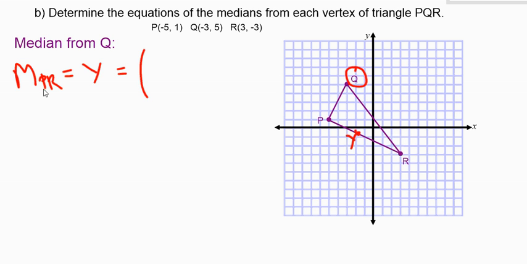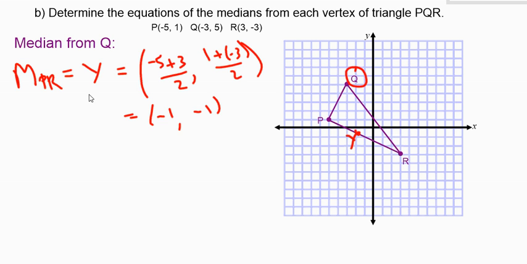So I need P and R. So negative 5 plus 3 divided by 2, and 1 plus negative 3 divided by 2. So here I get negative 1 and here I get negative 1. So the point that we're calling Y, the midpoint of PR, has these coordinates. And now I need to find the equation of the line that goes through Q and Y.